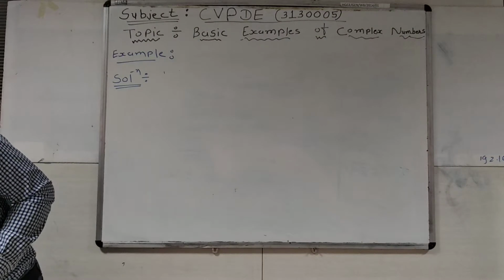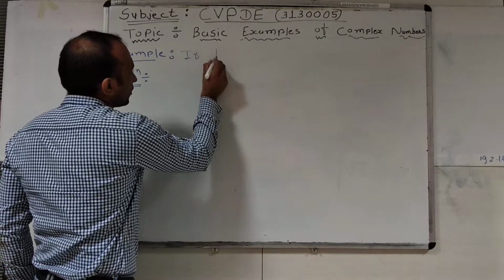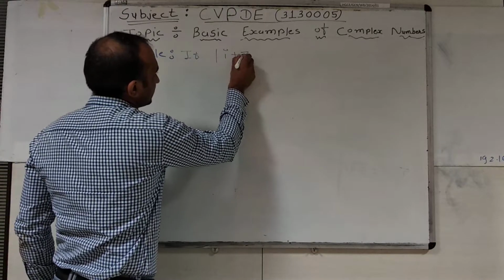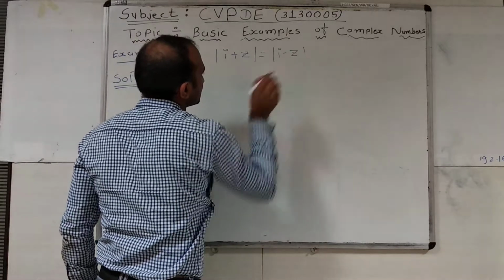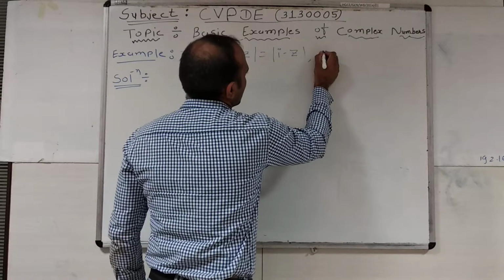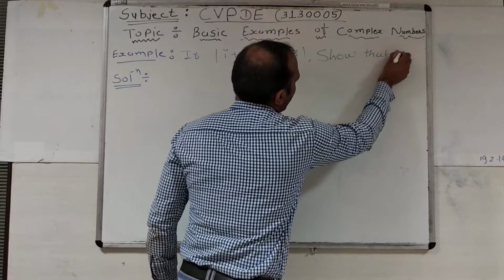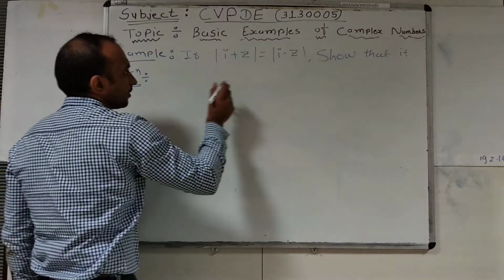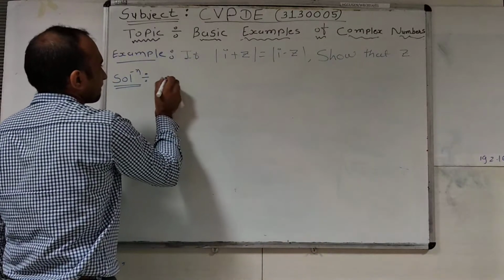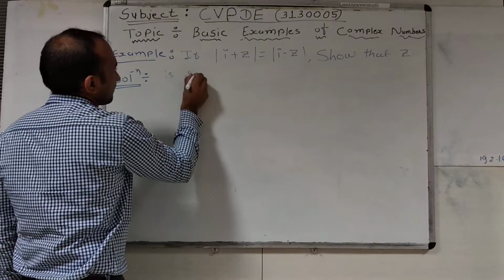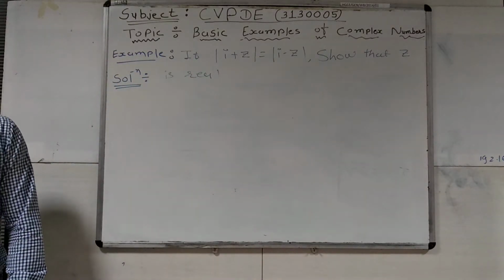The example is, if the modulus of i plus z equals the modulus of i minus z, then show that z is real.